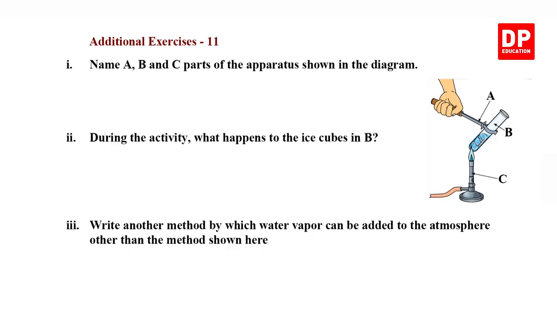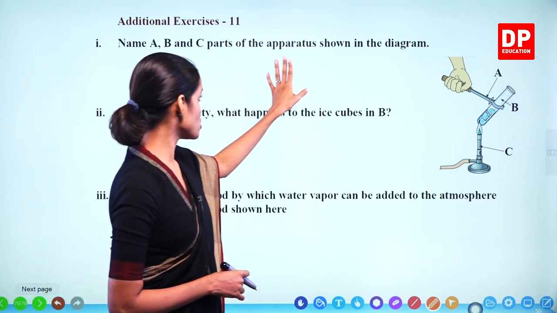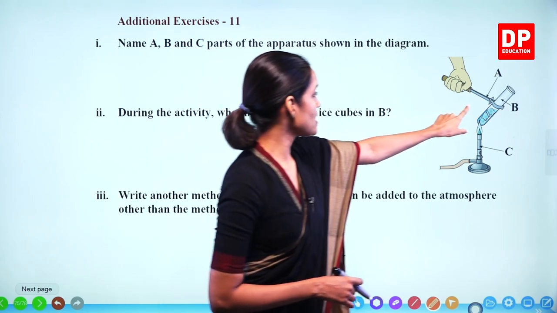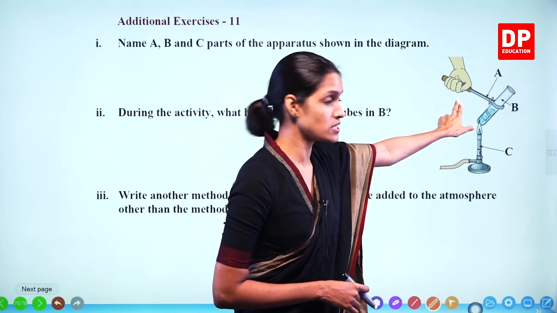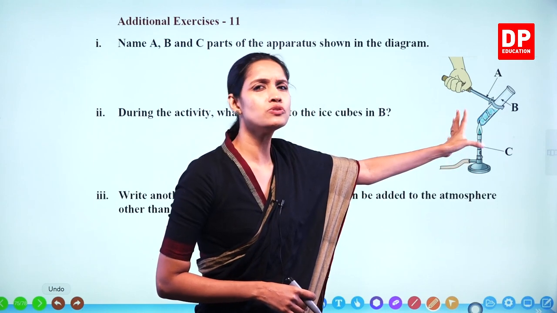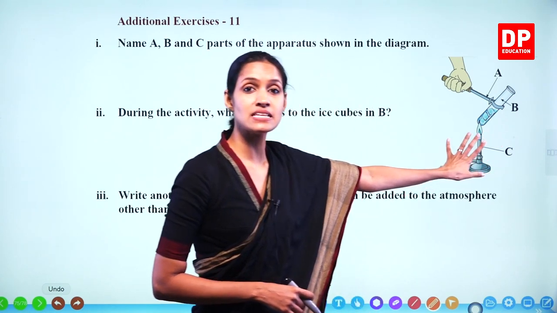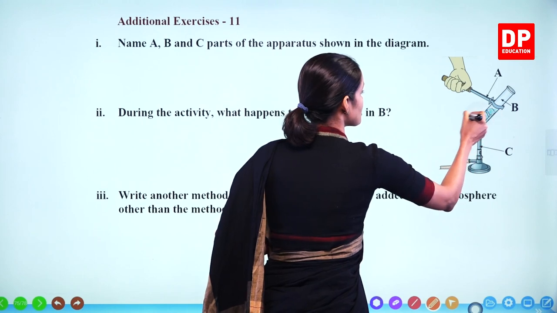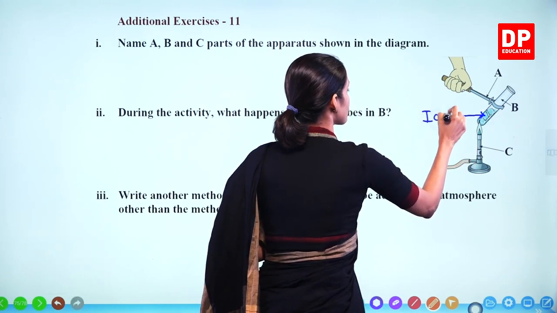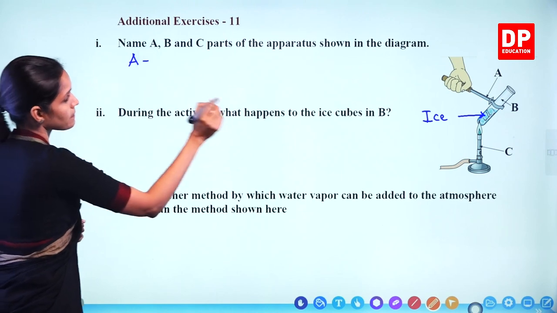Okay, right. The next one, we have three questions again. Here we have a diagram. We did this experiment, I hope you remember. Name A, B and C parts of the apparatus shown in the diagram. So what is A? A is the test tube holder. What is B, children? B is a test tube, or even you can use boiling tube because you heat it. Okay. And what is this C? C is the Bunsen burner. What is this then? This is ice. So we can name A, B and C. A, test tube holder.